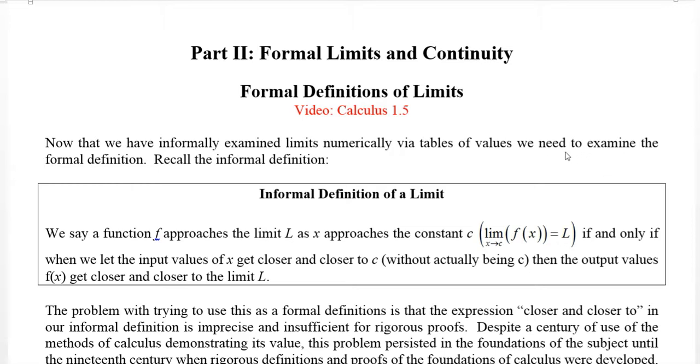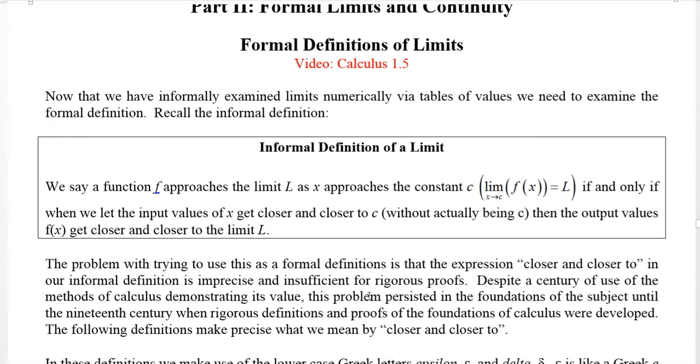So let's start by looking at the informal definition of a limit, and remember what that was. We say that a function f approaches the limit L as x approaches a constant c, and we write it this way: the limit of f of x as x approaches c equals L, if and only if, when we let the input values of x get closer and closer to c without actually being c, then the output values of f of x get closer and closer to the limit L. So what's wrong with just using that as the formal definition?